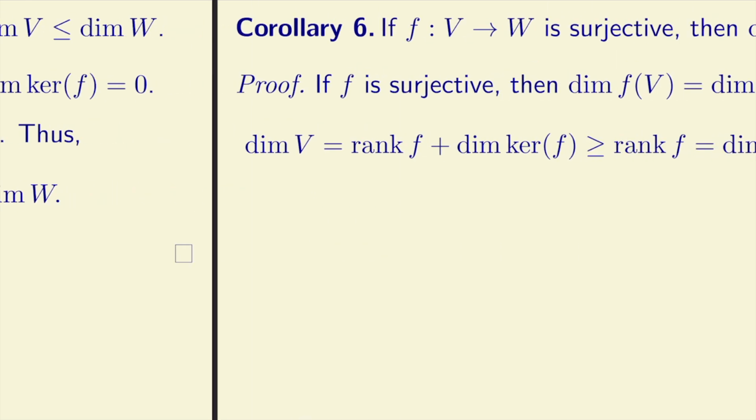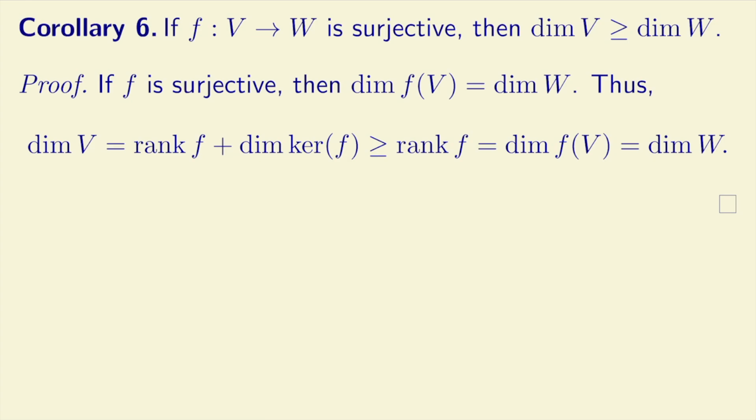The next corollary, 6, says if F is surjective, then dimension V is greater than or equal to dimension W. Let me try this one. If F is surjective, that means the image of V, F of V, is all of W, so the dimension of the image is the same as the dimension of W. From Theorem 4, we have dimension V equals rank F plus dimension kernel of F. Since rank F is equal to dimension W, and the dimension of the kernel can't be negative, it must be that dimension V is greater than or equal to dimension W. Perfect. You've got it.